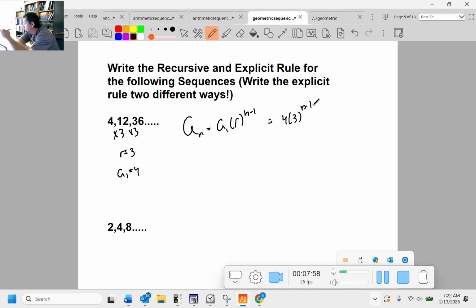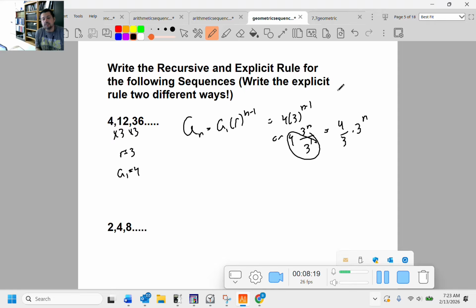You can. I can think of this 3 to the n minus 1 as 3 to the n over 3 to the first. I can put these together. That'd be 4/3 times 3 to the n. And they both are the same rule.